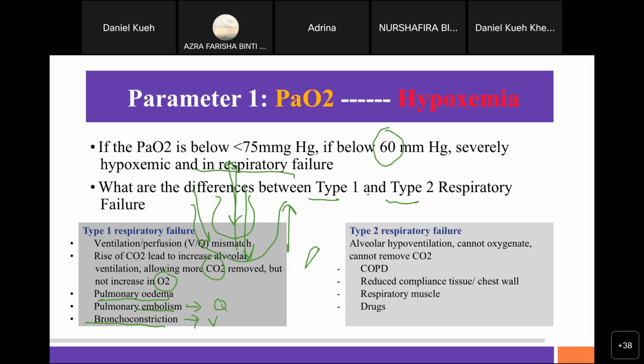And then type 2 respiratory failure: due to alveolar hypoventilation, you cannot oxygenate and you cannot remove CO2. So just now you could have normocapnia, but now you become hypercapnic because you cannot remove CO2. You see that in COPD, in people with respiratory muscle weakness, for example neuromuscular issues, reduced compliance of tissue in the chest wall, and in people who are on medication.